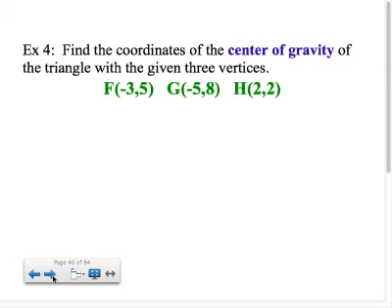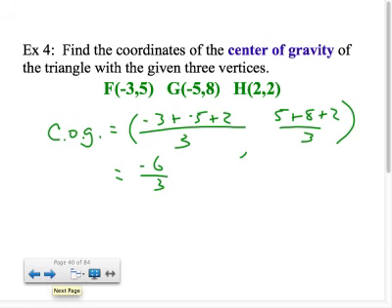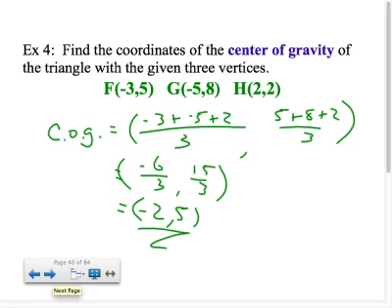Example 4 says find the coordinates of the center of gravity. So again, all you're doing is exactly what we just did in the last part of the previous example. Average your x's, average your y's. So center of gravity, just another name for centroid, (-3 plus -5 plus 2) over 3, and then (5 plus 8 plus 2) over 3. And so when I simplify this, that's -6 over 3, comma, 15 over 3. And lastly, that's (-2, 5).